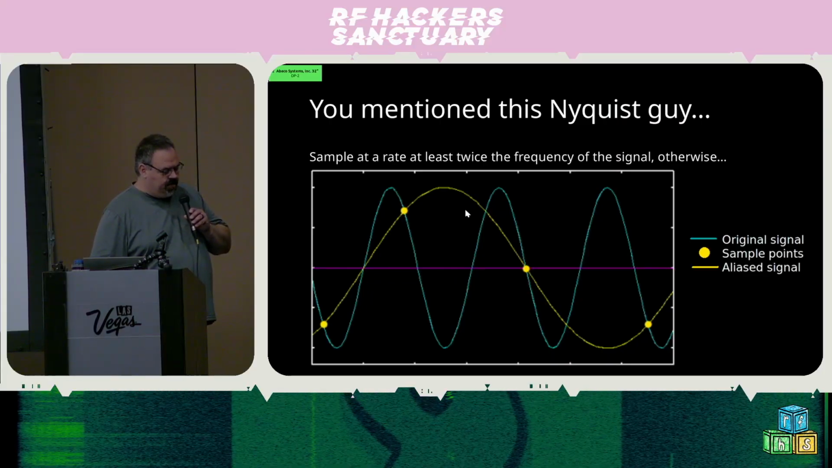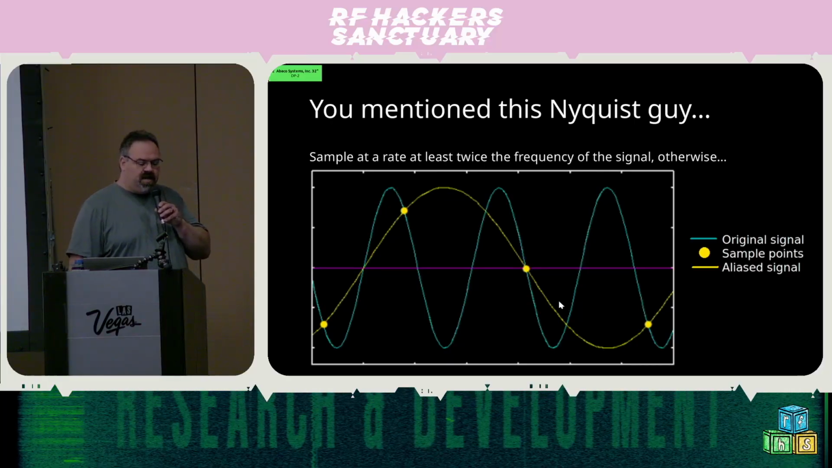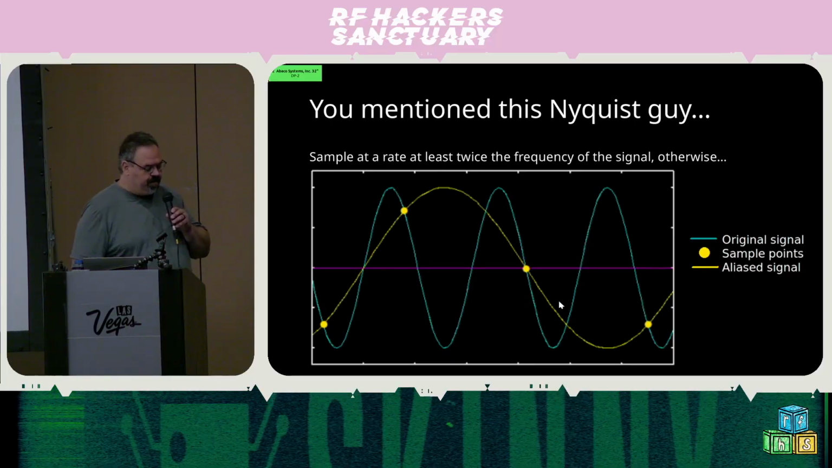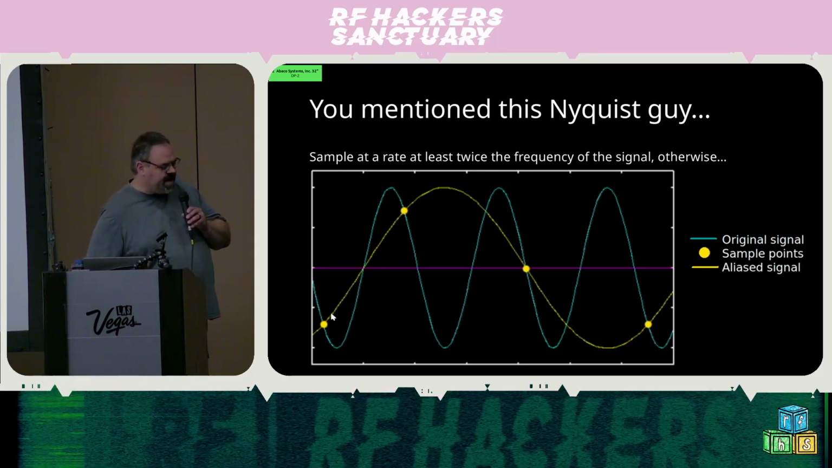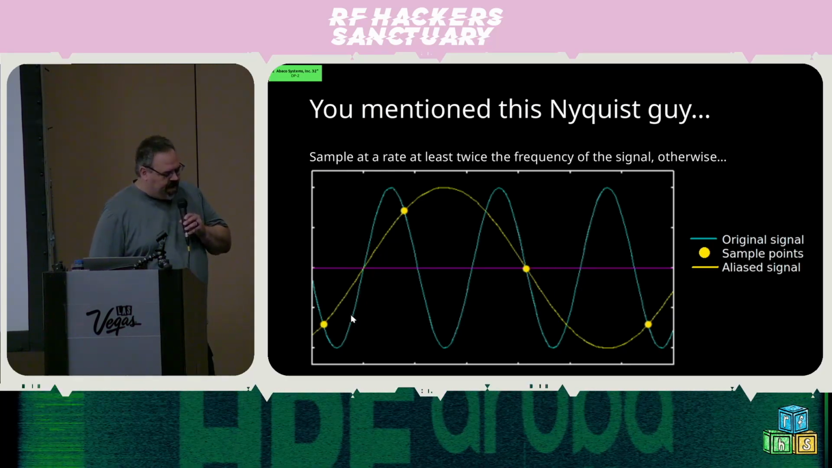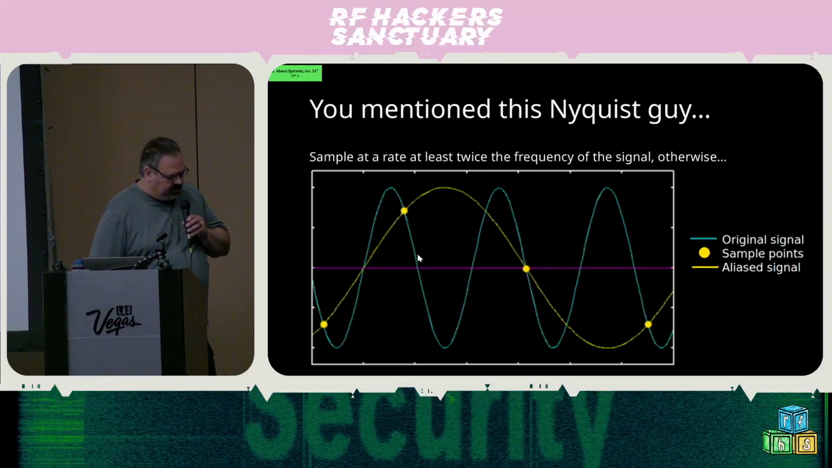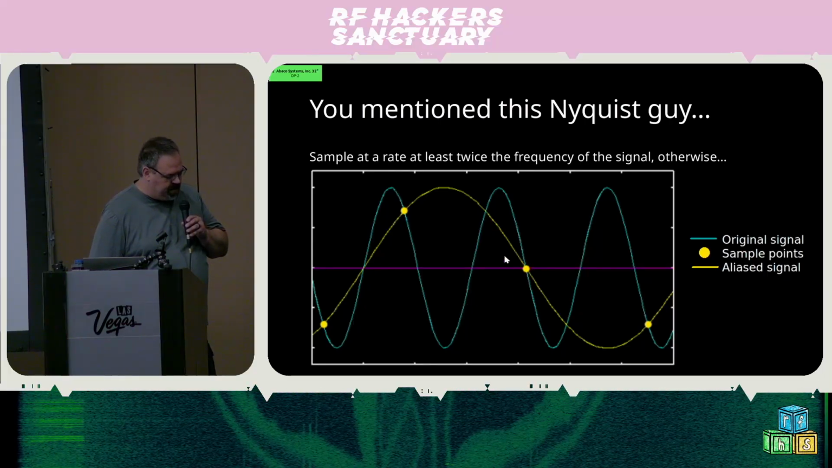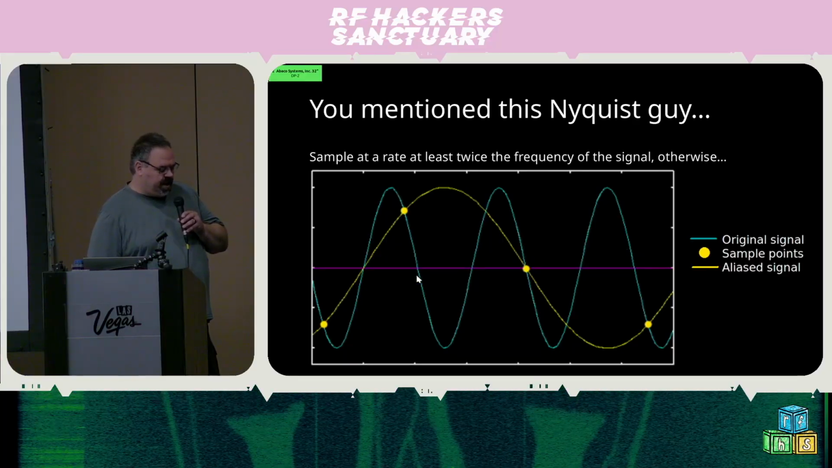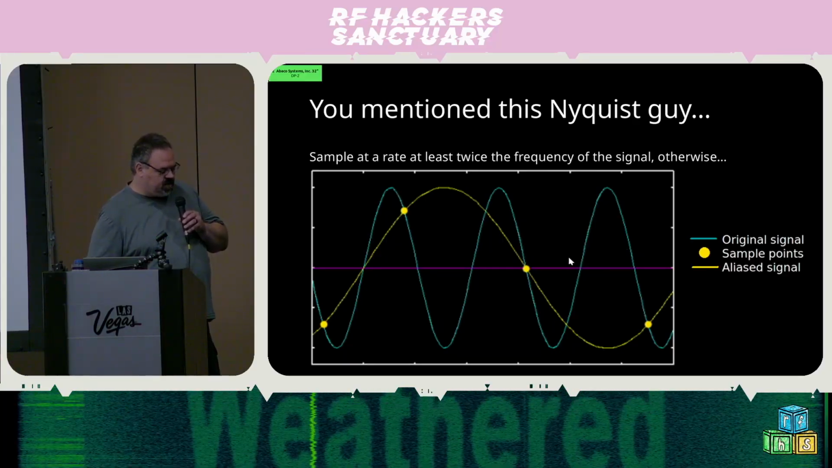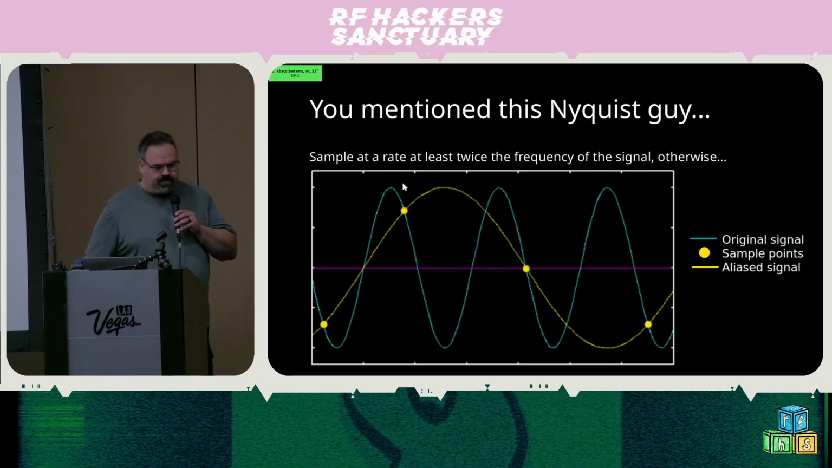So this yellow line doesn't exist. It's an artifact of us having sampled this original signal at too low a rate. If we wanted to capture it properly, if we captured it here, and here, and here, and here, and here, and here, then we would be able to reconstruct this signal properly. Okay.